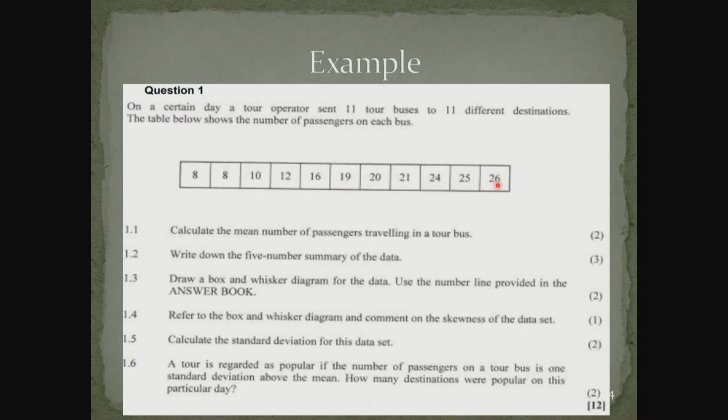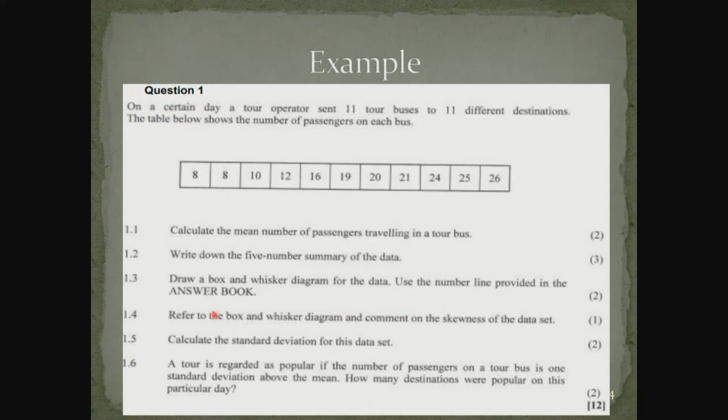But since we've got an odd number of values, it will be easy for you to determine the median, which will be 19. Then Q1 will be 10, and the other one will be 24. Right? They ask you to draw a box and whisker. Very important. I spoke about it, and then look at 1.4. Refer to the box and whisker, and then comment on the skewness of the data.